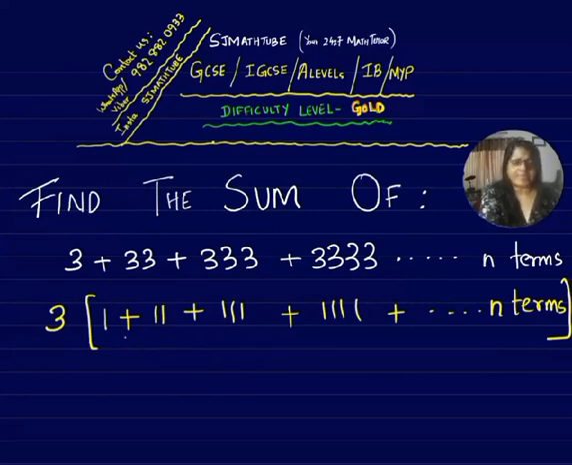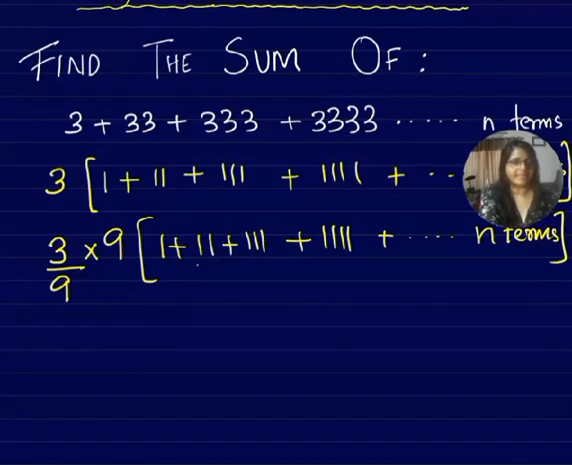Now you can see that this is not a linear sequence, not a geometric sequence, and not a quadratic or cubic sequence. But with a small adjustment here and there, I'll be able to change this into a geometric sequence. So what we need to do is divide and multiply by 9. By multiplying and dividing by 9, we are not actually changing the sequence.